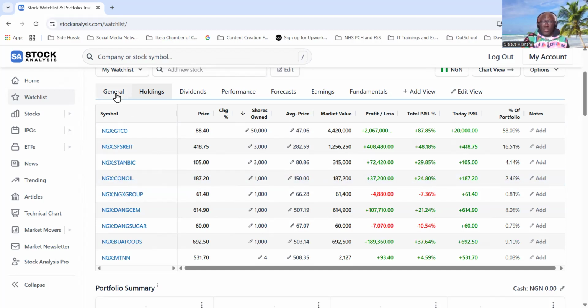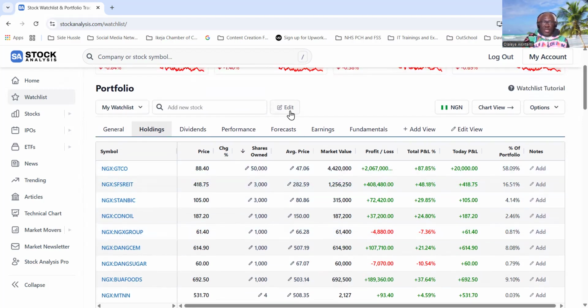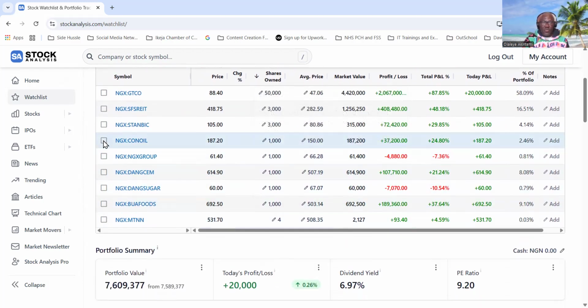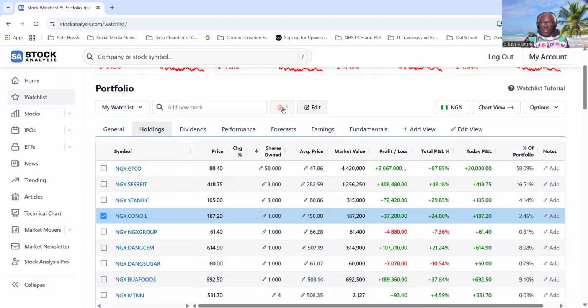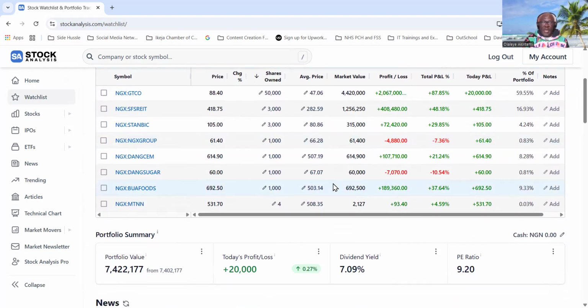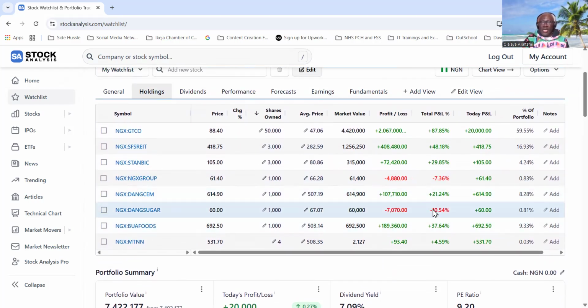But anyway, let me remove corn oil because I don't have corn oil in my portfolio. To be able to remove anything I've added here, all I have to do is click on edit, and then select the one that I want to remove, corn oil. Then I click on delete, and that will be out. So now I have all my stocks back. These are the stocks that I have. This is how they have performed. And again, if you just put the cursor, it will do some explanation for you.